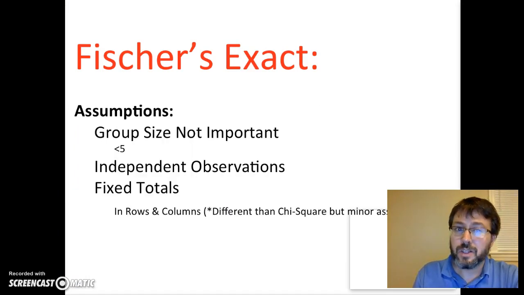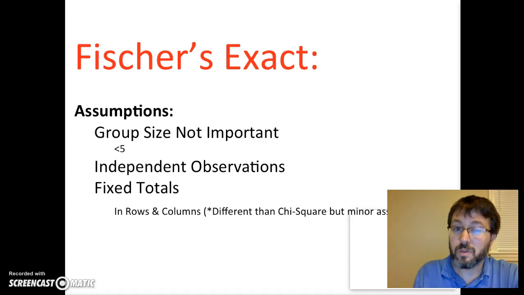So with the Fisher's exact test, of course, every statistical test has assumptions. Here, group size is not important as it is in the chi-square test of independence. Here you can use the Fisher's exact test for groups that have cell counts less than 5. It works very well when you have greater than 5 cell counts, but it is also robust for less than 5, whereas the chi-square test of independence is not.